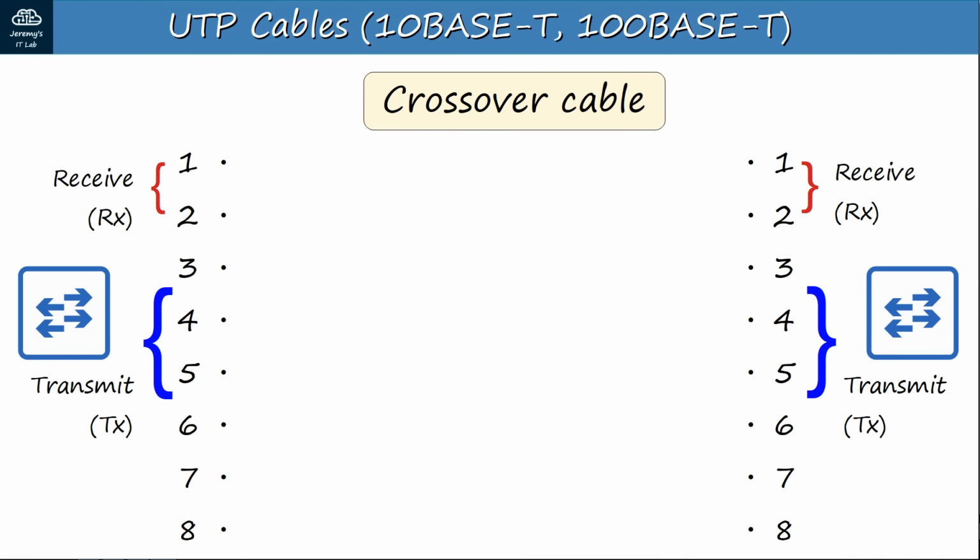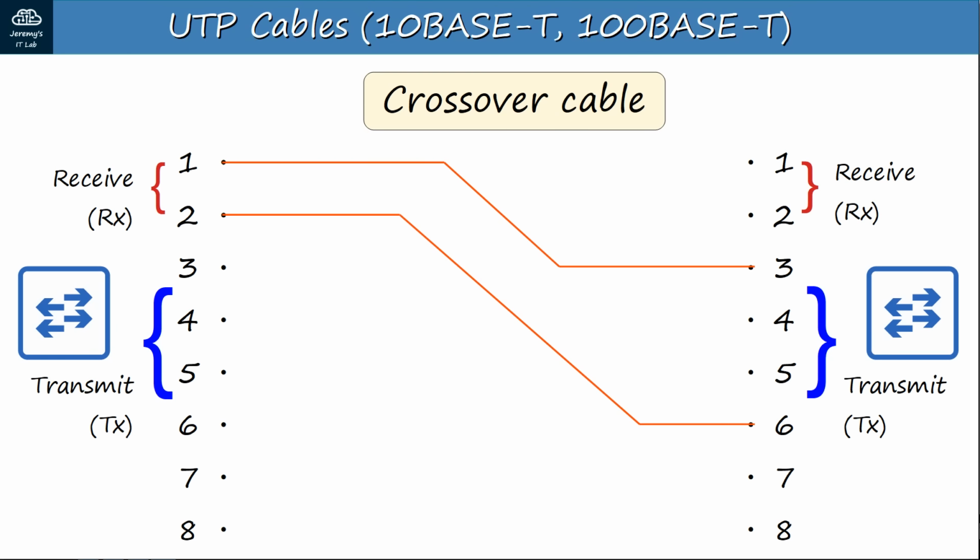In a crossover cable, a pin on one end of the cable doesn't connect straight to the same pin on the other end. Essentially, the pairs are reversed on each end. So, pin 1 on one side connects to pin 3 on the other side, and pin 2 on one side connects to pin 6 on the other side. As you can see, the two pairs, 1 and 2, and 3 and 6, are reversed.